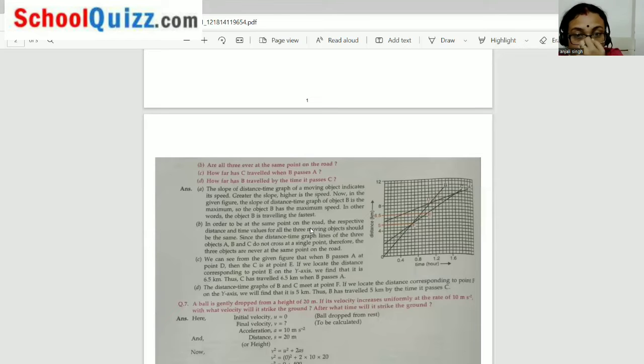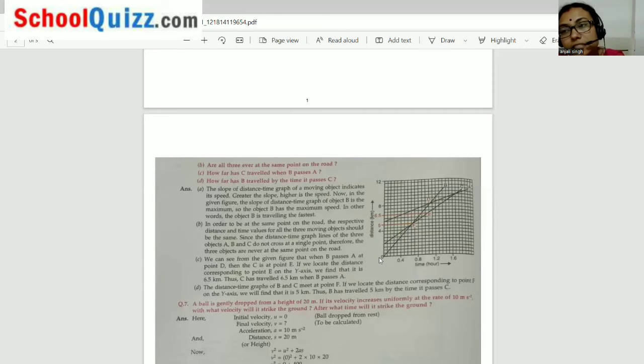Now, how far has B traveled by the time it passes C? Again, where B and C intersect, how much distance has B traveled? I think this is point F. The distance graphs of B and C meet at point F. At point F, it is 5 kilometers, meaning B travels up to 5 kilometers when B and C intersect.